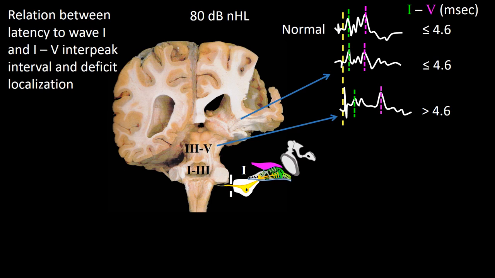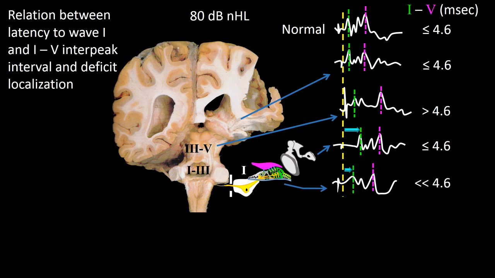When the pathology is in the upper pons or midbrain, latency to 1 will be normal, but the interpeak latency will be increased, or there will be a significant difference from one side to the other. The side with the bigger interpeak latency will be the abnormal side. In the presence of conductive hearing loss, latency to wave 1 will be delayed, but the latency between 1 and 5, that is the interpeak latency, will be normal.